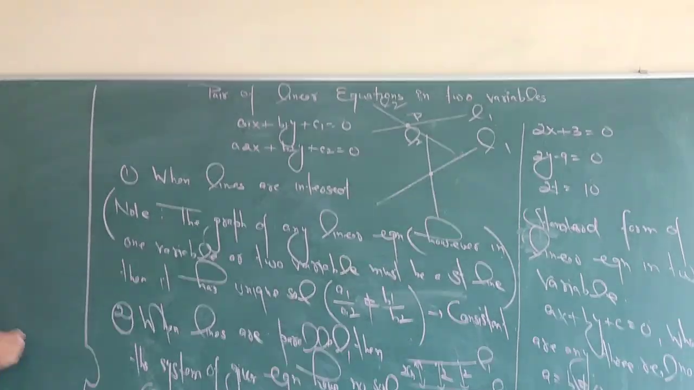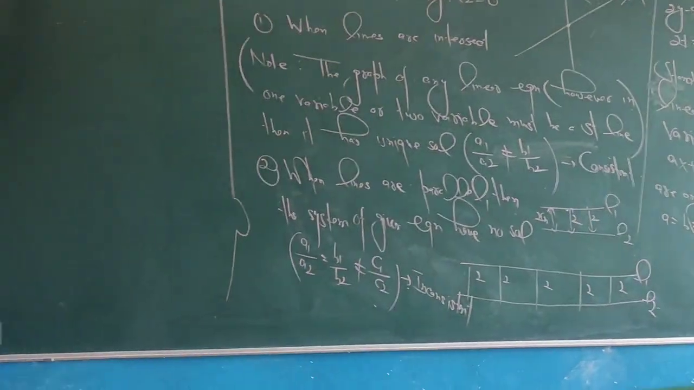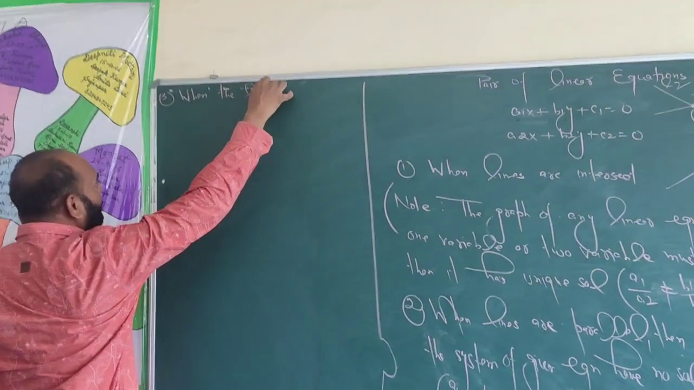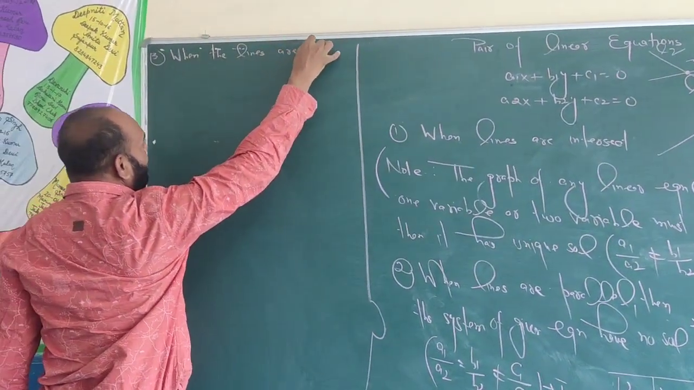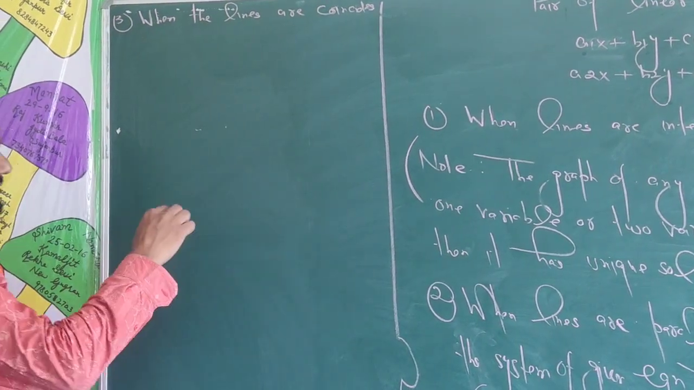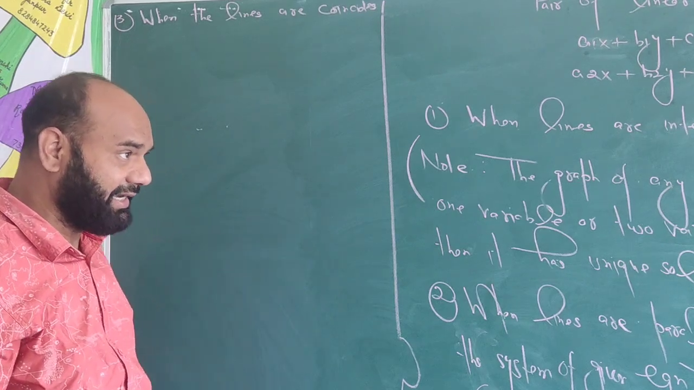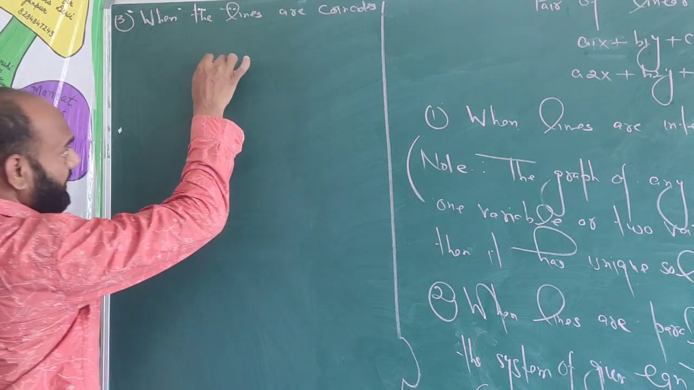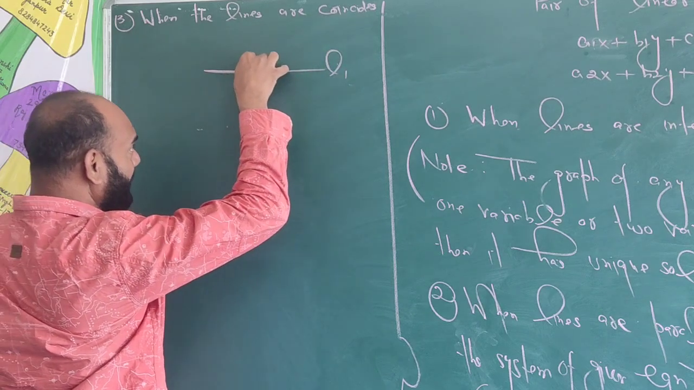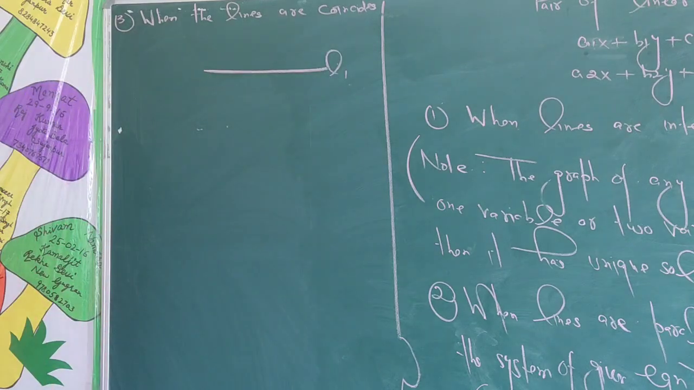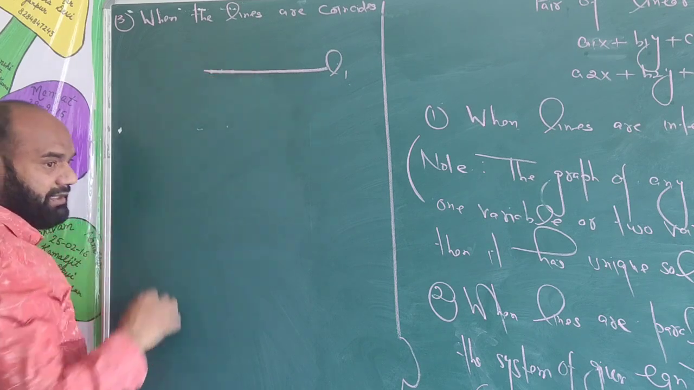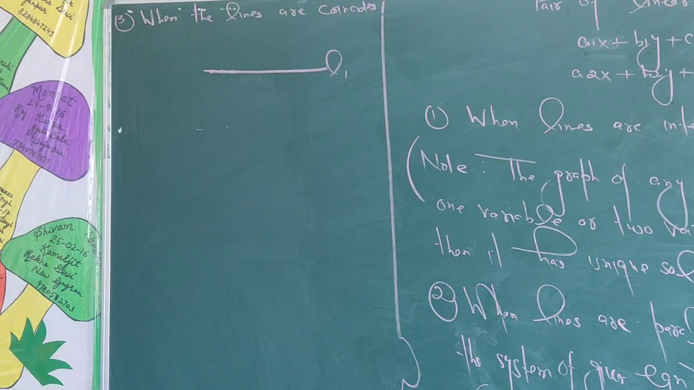And the third condition is when the lines coincide. Coincide means the first line and the second line lie upon each other. Graphically we see that when this is L1, the first line, then the second line also lies upon it. So we check the points of solution and we see all the points are points of intersection.